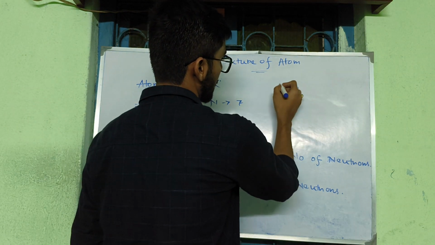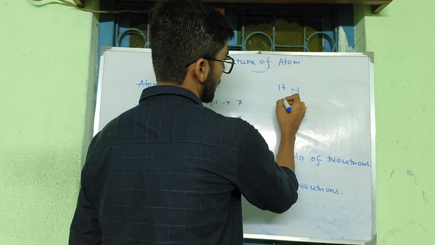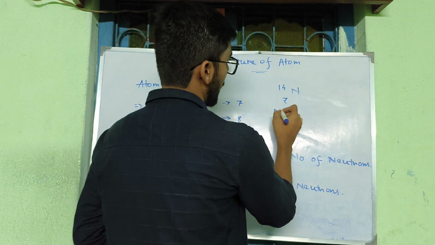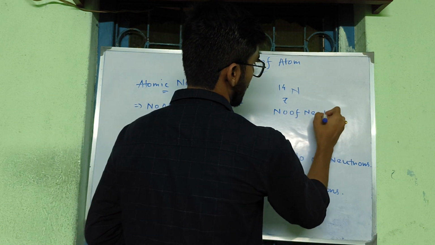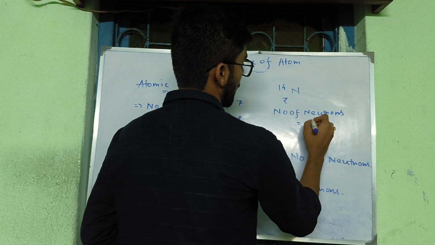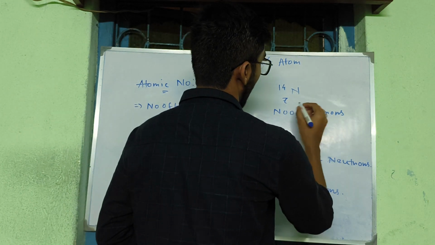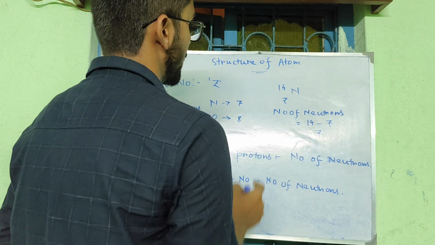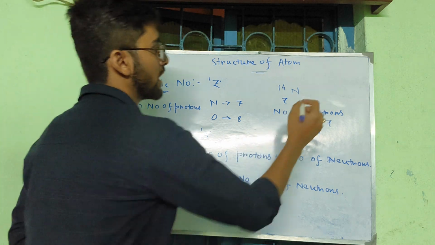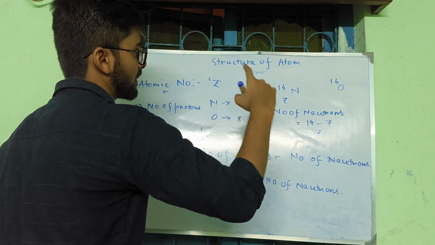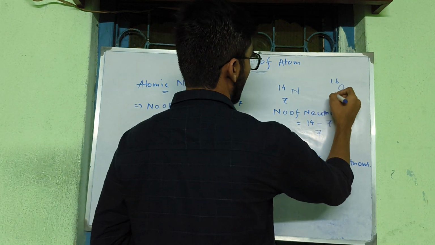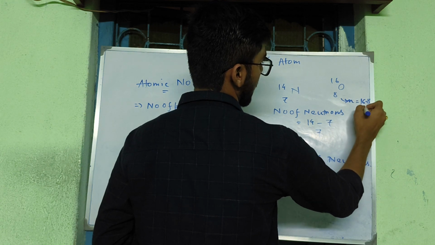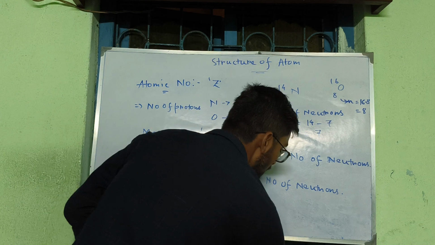Let's take an example. Nitrogen has mass number 14 and atomic number 7. So how many neutrons are there in nitrogen? So number of neutrons will be mass number minus atomic number 7, that is 7 neutrons present in nitrogen atom. In case of oxygen, it has mass number 16 and atomic number 8. So number of neutrons in this case will be 16 minus 8, that is 8. That's it.